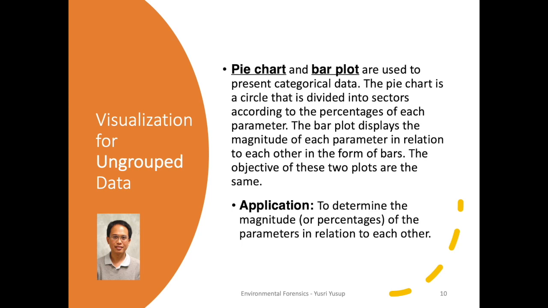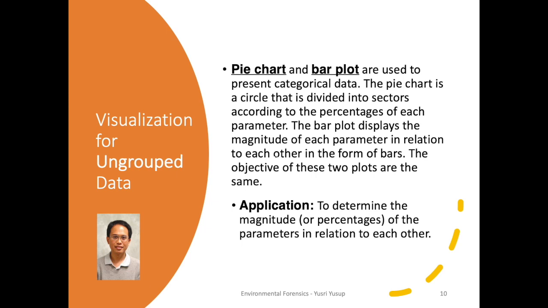The pie chart is a circle. I think you are quite familiar with this because you see them in many reports issued by the government, issued by industries, when illustrating certain points such as the percentage of a certain category in their product line or in the fiscal expenditure, for example. So the pie chart is a circle and it is divided into sectors according to the percentages of each parameter.